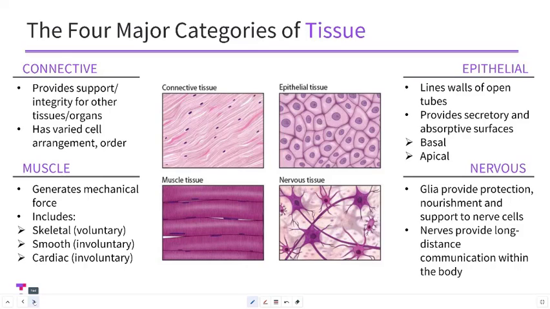And the last type of tissue is the nervous tissue, which is composed of glia cells that have the supporting system to nourish and support the main nerve cells. And our nerve cells provide these long-distance signals that relay chemicals called neurotransmitters to allow communication to take place.